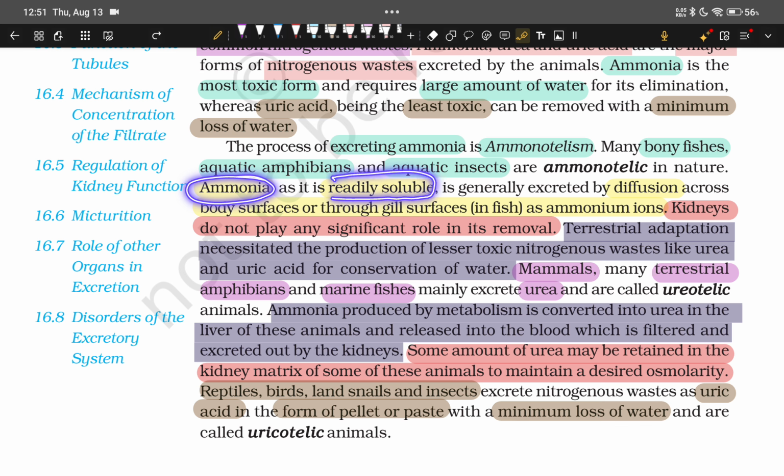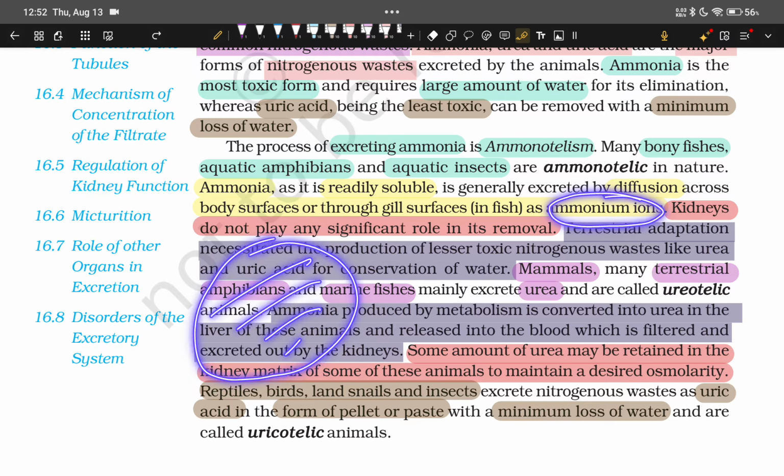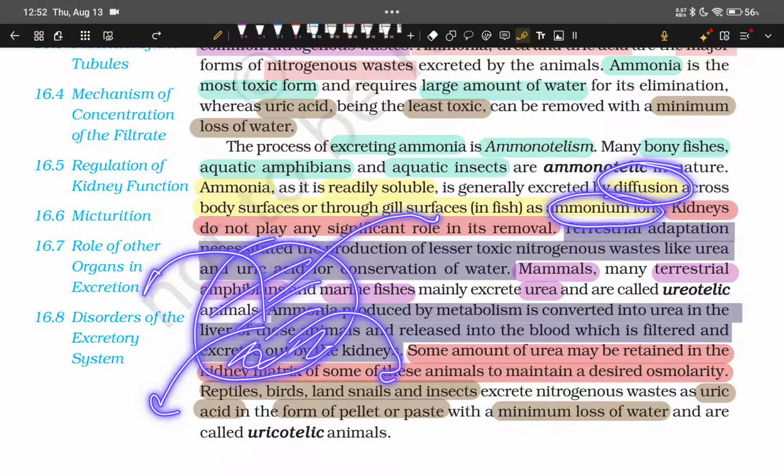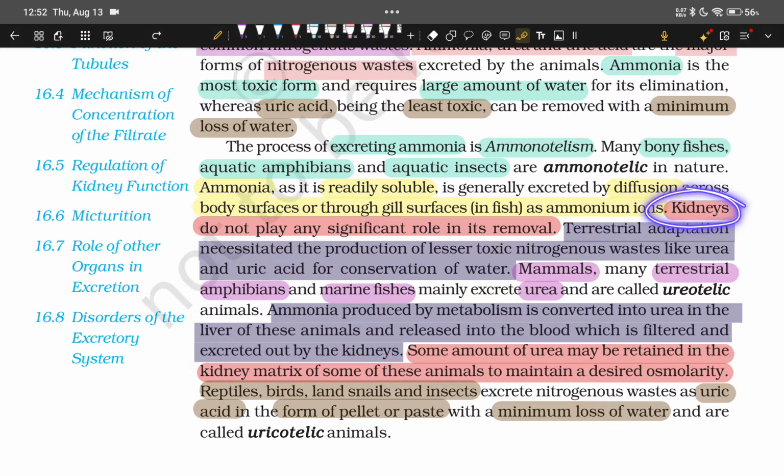Now ammonia is readily soluble, which is very much evident in the fact that it requires a large amount of water for its removal. So ammonia is readily soluble in water and it is excreted by diffusion through the body surface, or through gill surfaces in fishes. Basically they excrete ammonia in the form of ammonium ion over their body surface, and that is easily removed out into the surroundings from their body by a simple physical process, which is diffusion. So there is no role of kidney in its removal.